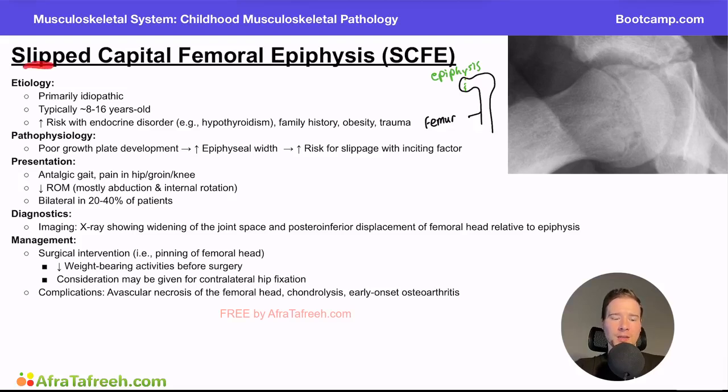And the general idea here is that we have a slippage of the femoral epiphysis. That's really what I want you to think of. If this slips out of place in either direction, that can affect the overall growth of the bone in general. So that's kind of a big picture idea of what we're going to be talking about in this video.